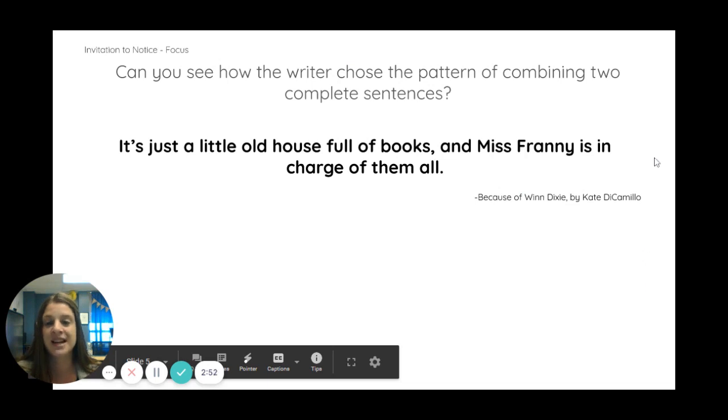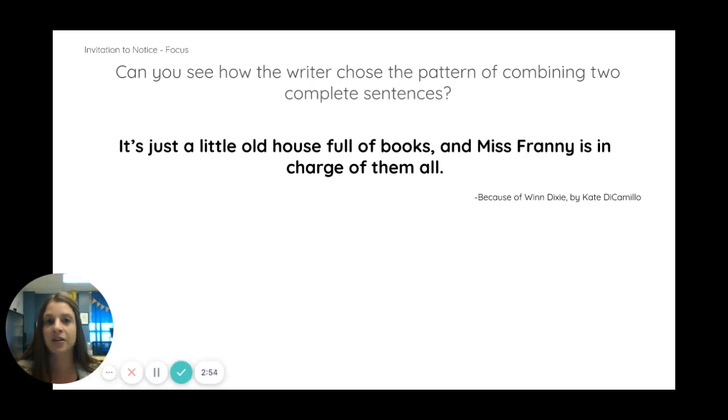So can you see how the writer chose the pattern of combining 2 complete sentences? Take a look at that sentence. Can you find the 2 complete sentences that are combined? So here's our first one. It's just a little old house full of books. So who or what is it talking about? The house. And what is the house doing? What's that verb? It's full of books.